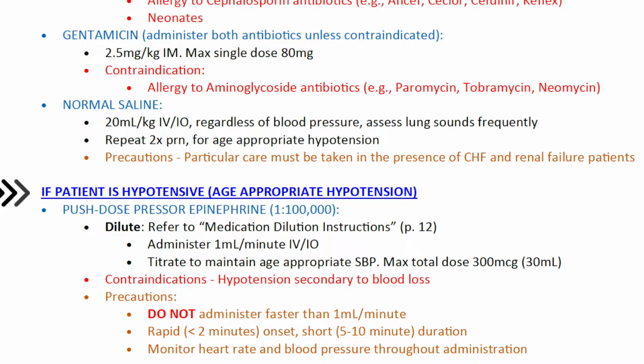Hypotension. In kids, we know it's age appropriate. Go to the app, look at the systolic blood pressure. If it's below the lowest number, then that's hypotension for that age group.